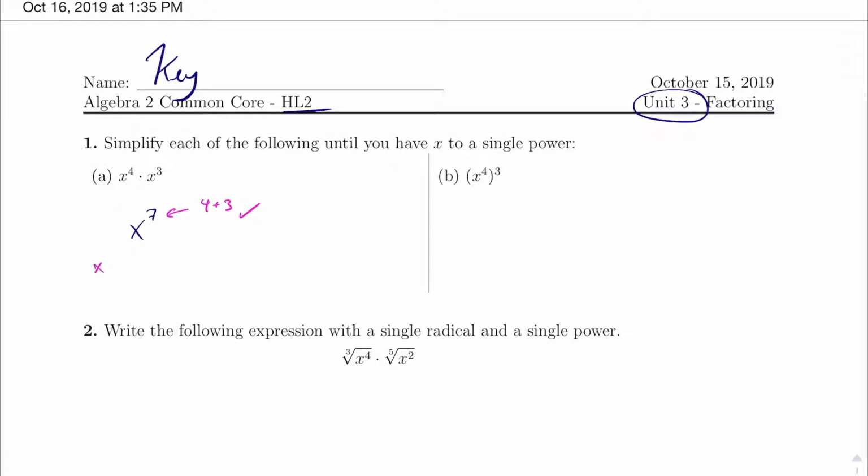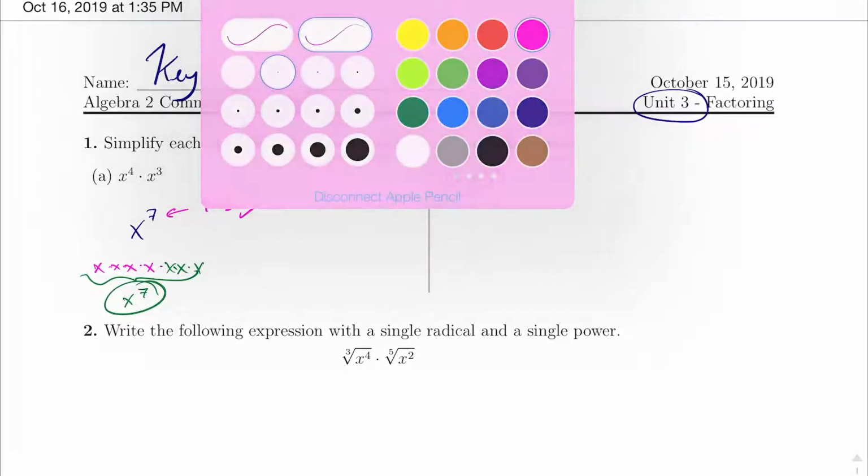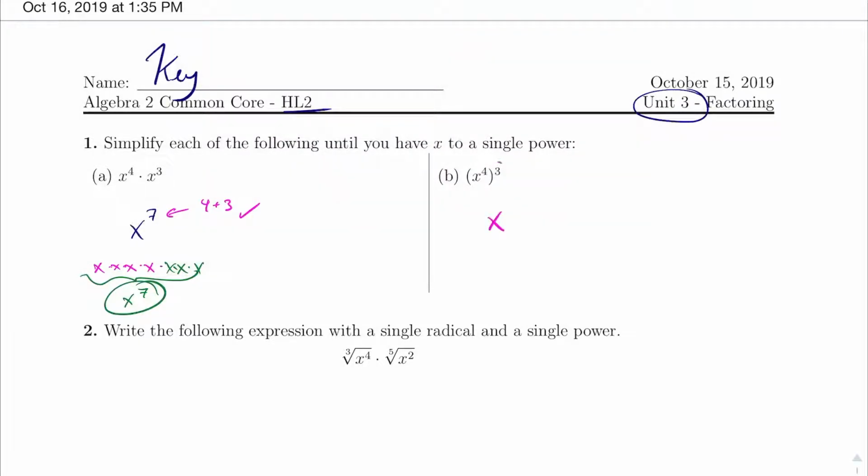Another proof is x to the 4th is 4 x's being multiplied. And then x to the 3rd is 3 x's being multiplied, and really that's just 7 x's being multiplied for x to the 7th. For the next one, x to the 4th to the 3rd, first off, power of a power, we multiply the exponents, we get x to the 12th.